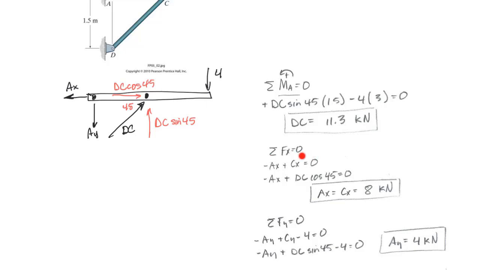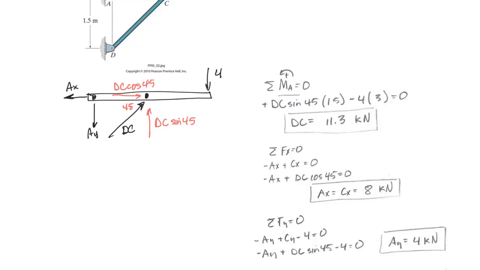So sum of the forces in the x direction. Again, I assumed AX was going in the negative direction. Positive DC cosine 45. I've already solved for DC. DC cos 45 right there. And then I can solve for AX is equal to 8 kilonewtons.